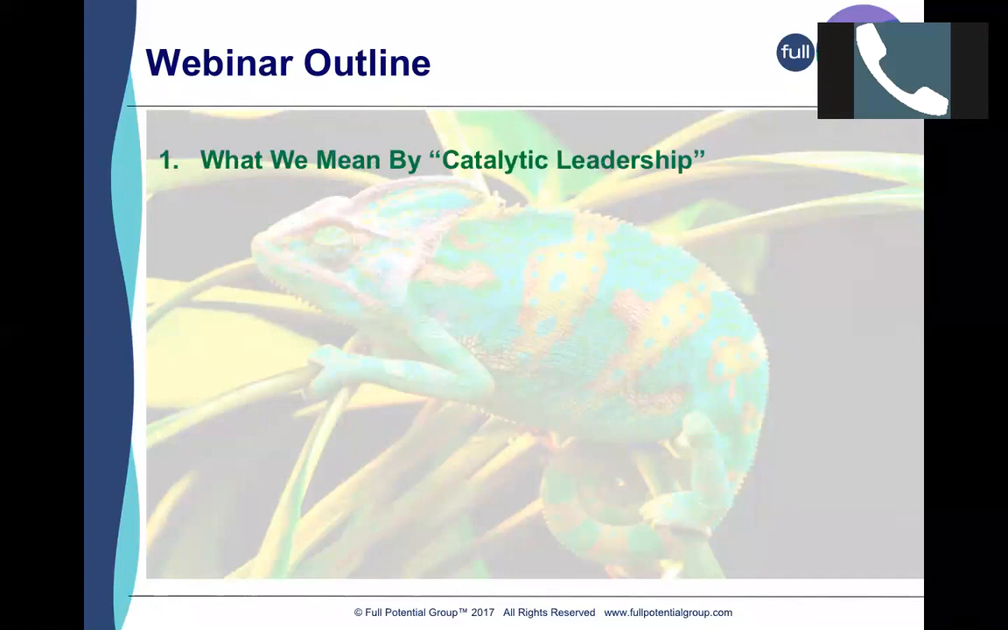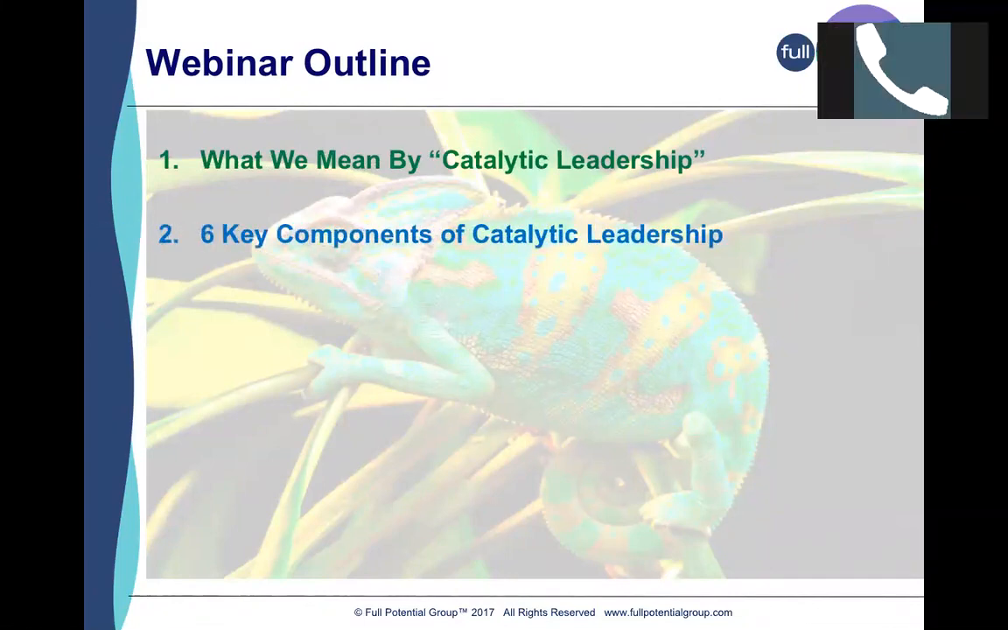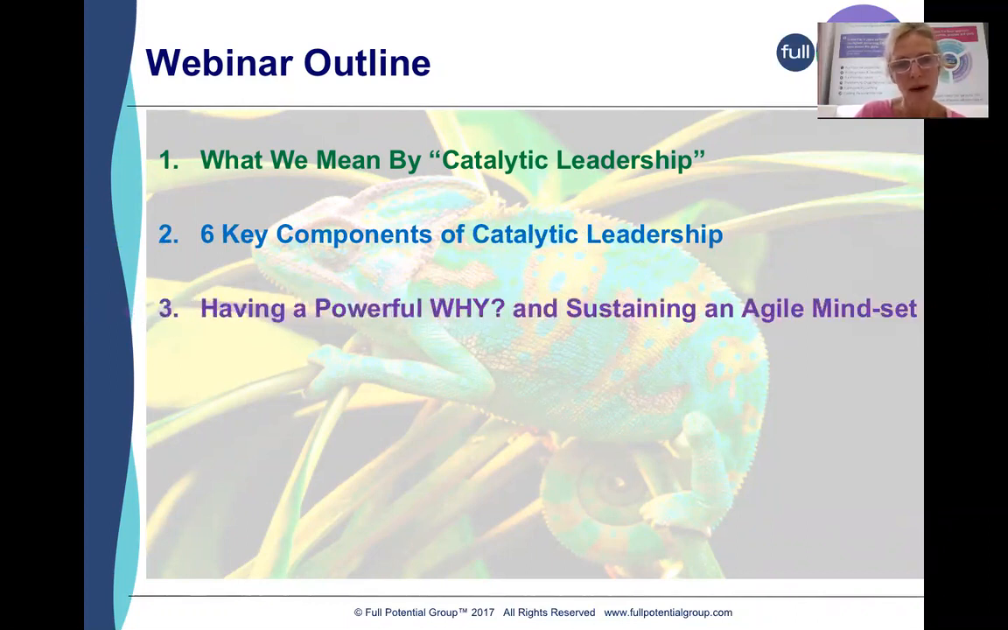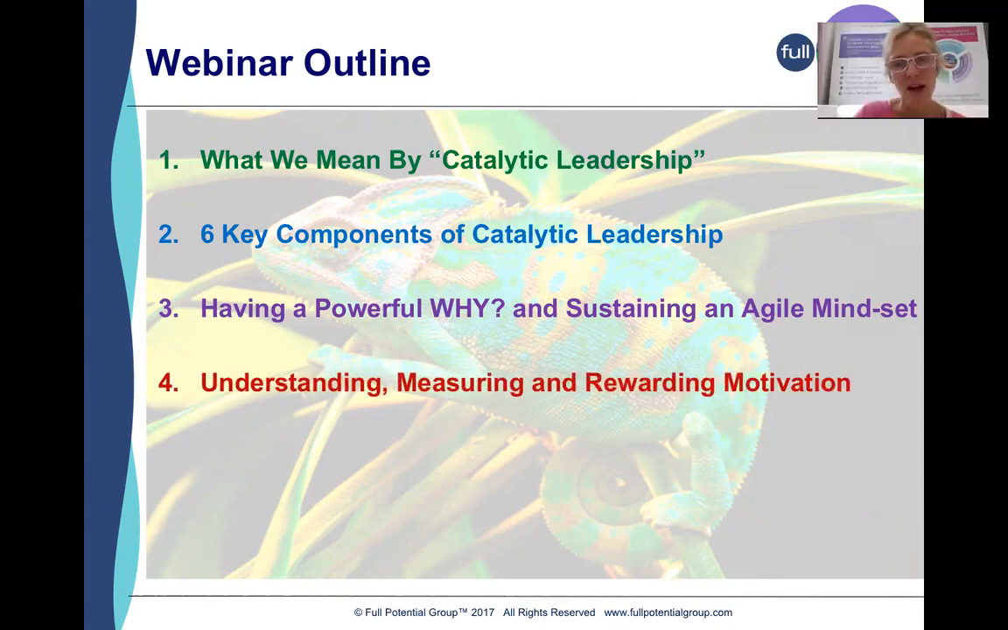What we mean by catalytic leadership, we'll talk a little bit about that, what the 6 components of catalytic leadership are, and so those of you that have been to our breakfast event recently, we'll be talking about some of those same components. We're also going to talk about why having a powerful why is important, and also how you sustain an agile mindset with that as well. And so if you want to be a catalytic leader or develop people in your business, and sometimes they can be junior people that still have a leadership remit, but the power of their why and how they can change their mindset.